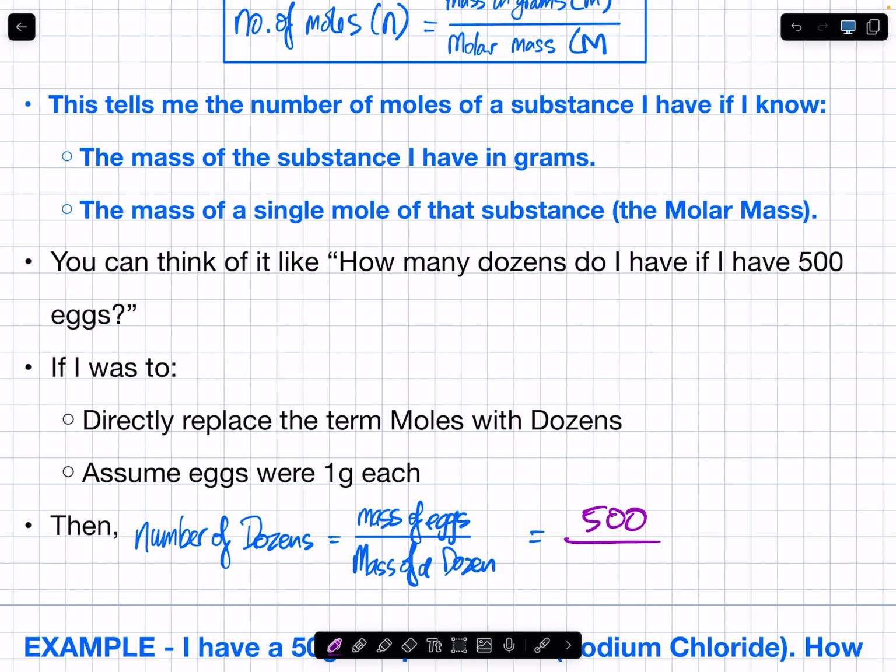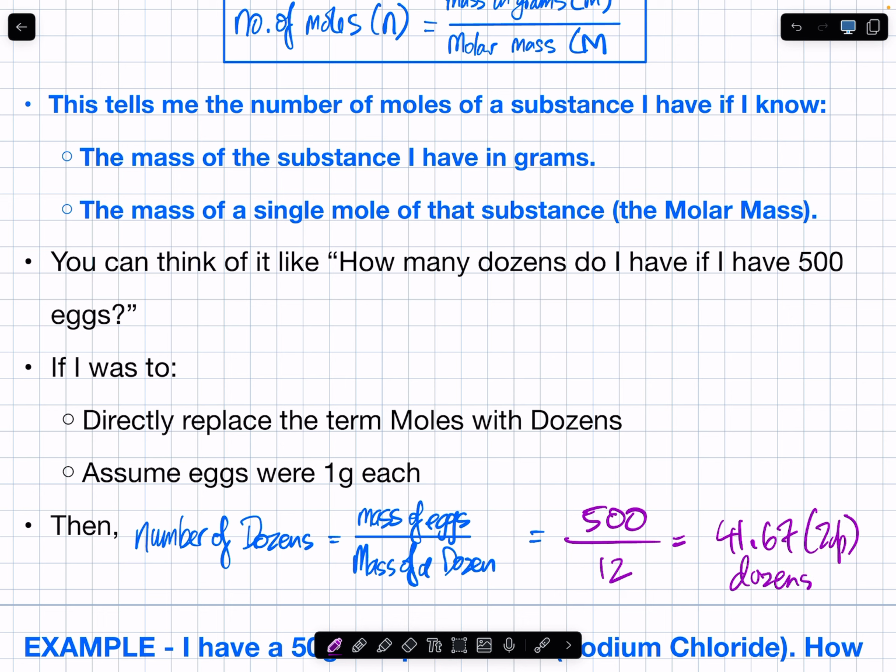If I'm assuming 12. Can someone get a calculator? It's 500 divided by 12. It's a number. Of course it's a number. So I know it might be painful. It's 41.6666. Yep. 41.67 to 2 decimal point dozens.